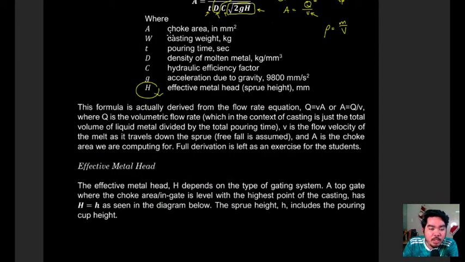Now we proceed. Casting weight is given. Density can also be given. Pouring time, we've already calculated it. Acceleration due to gravity is a constant, and this is also known. So what we lack is the hydraulic efficiency factor so that we can solve for the choke area.